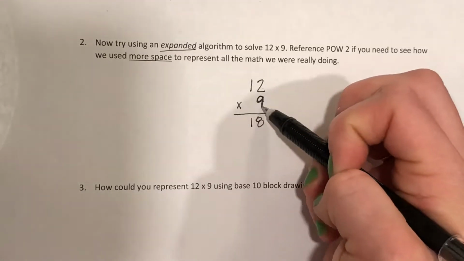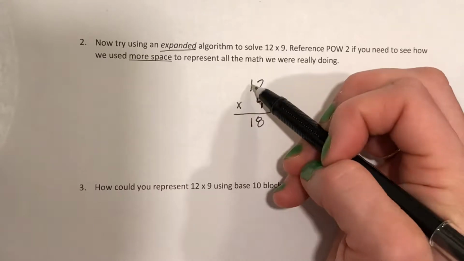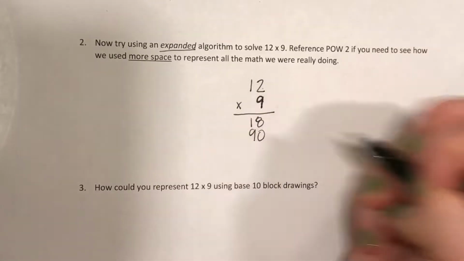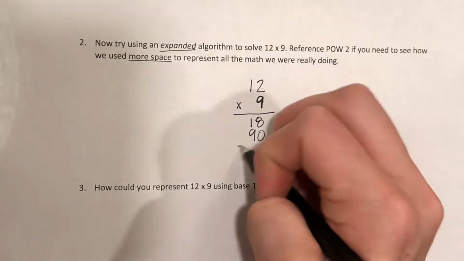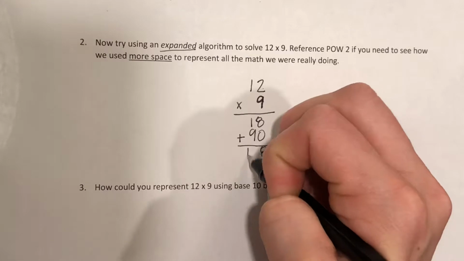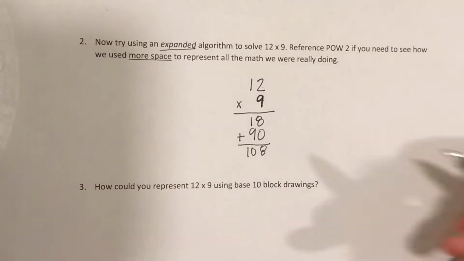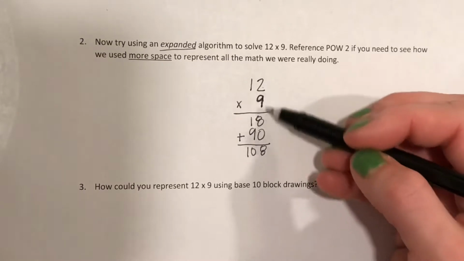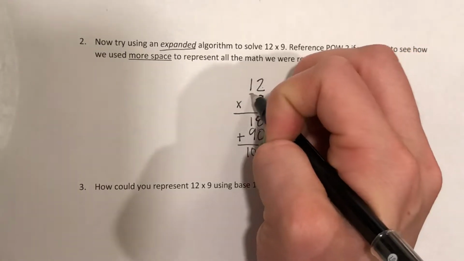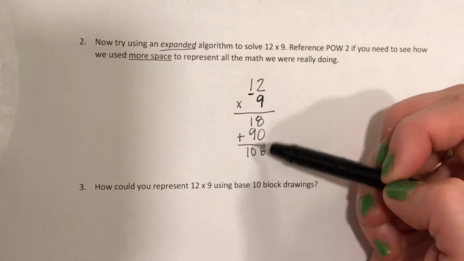And then, instead of thinking what's 9 times 1, we think what's 9 groups of 10. And that gets us 90. And then we have to add them together at the end. So 8, and then we get 10 tens. The real difference here is really just thinking about what the meaning of the place value is. That's not a 1, it's a 10. And so 10 groups of 9 would be 90.